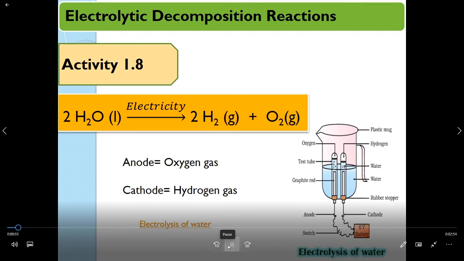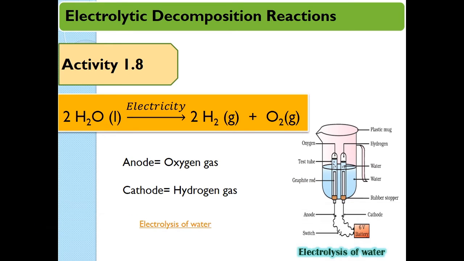Now what we know from activity 1.8, that when electricity is passed through water, hydrogen gas and oxygen gas are formed. Oxygen gas is evolved at anode, that is positive terminal, and hydrogen gas is evolved at cathode, that is negative terminal.